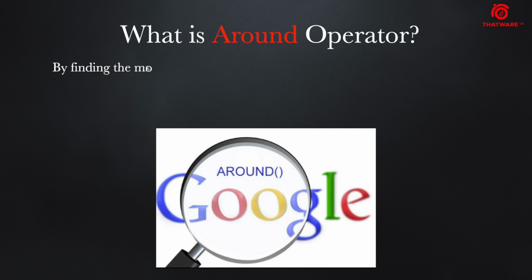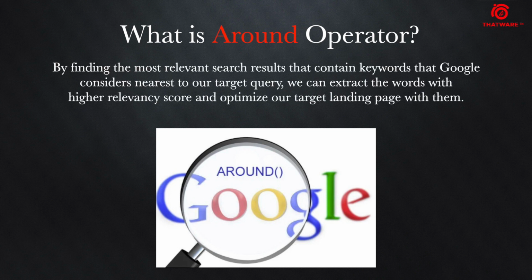Now the thing is that by finding the most relevant search results that contain a word that Google considers nearest to our target query, we can extract that word with a higher relevancy score and optimize it for our target pages to yield a better score.